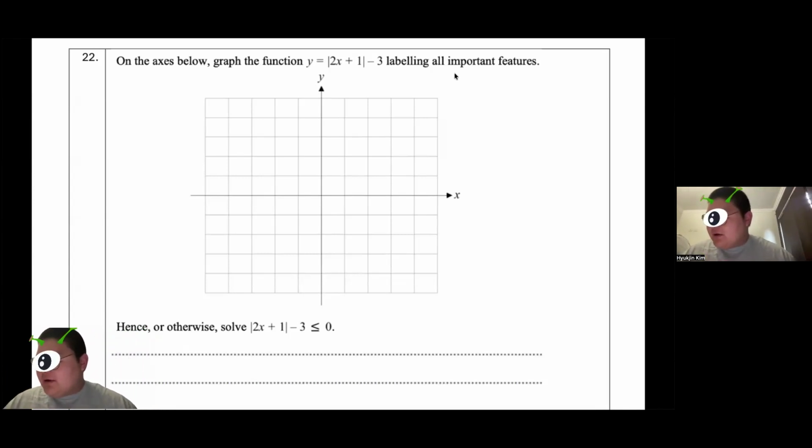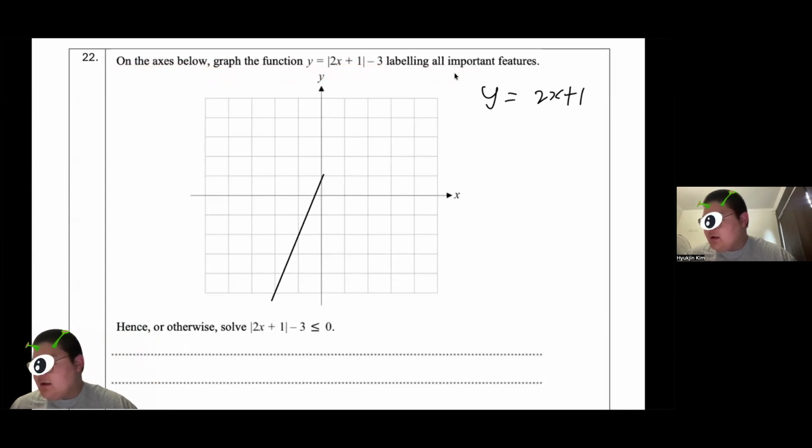Anyhow, on the axis below, graph the function, labeling all important features. So first thing, I always want to start by doing the most default version of the function itself: y equals 2x plus 1. It is going to look a little bit like this. Something like that. Yeah, that's more like it. And now just need to keep going like that.